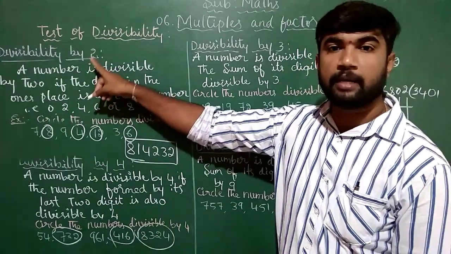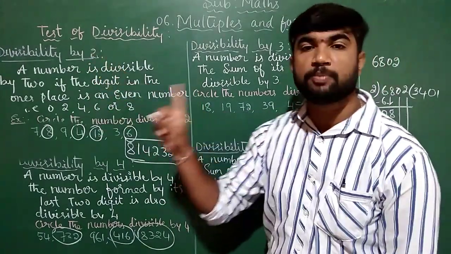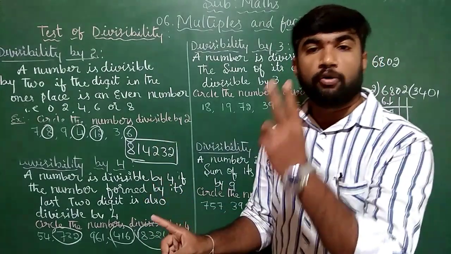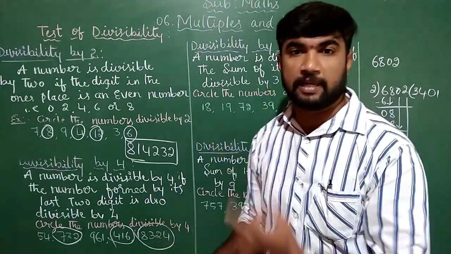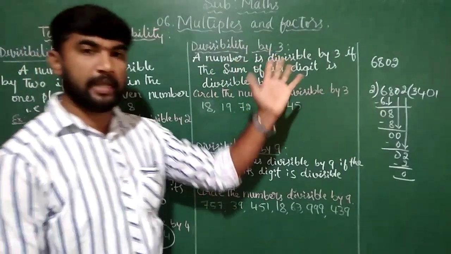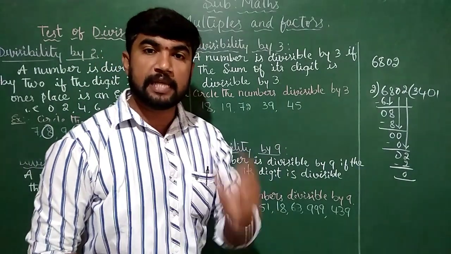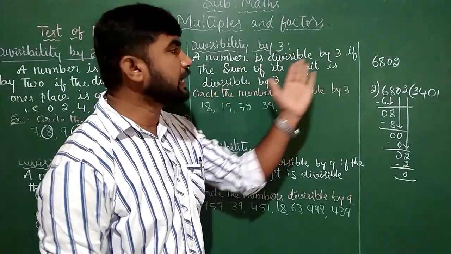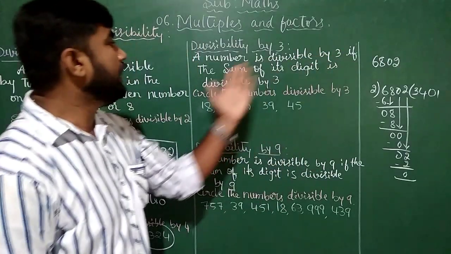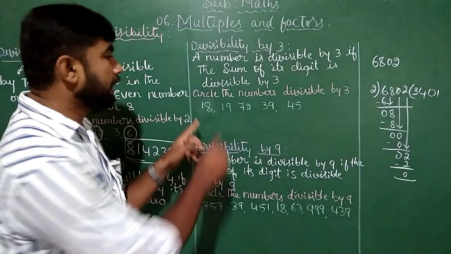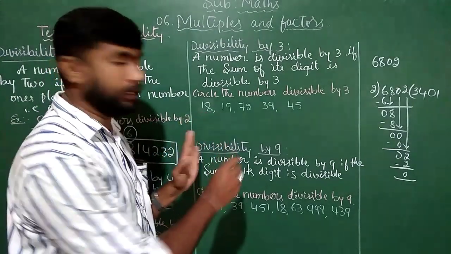In the divisibility by 2, we checked only the ones place value, but in the divisibility by 4, we want to check the ones place value as well as the tens place value. Okay, the next topic is divisibility by 3. How do we check whether a number is exactly divisible by 3 or not? Look at the definition. A number is divisible by 3 if the sum of its digits is divisible by 3.